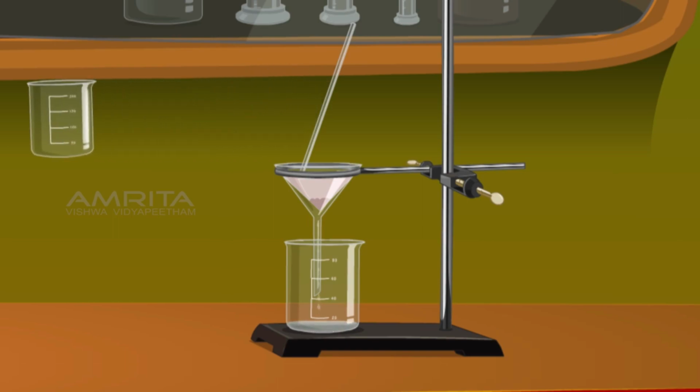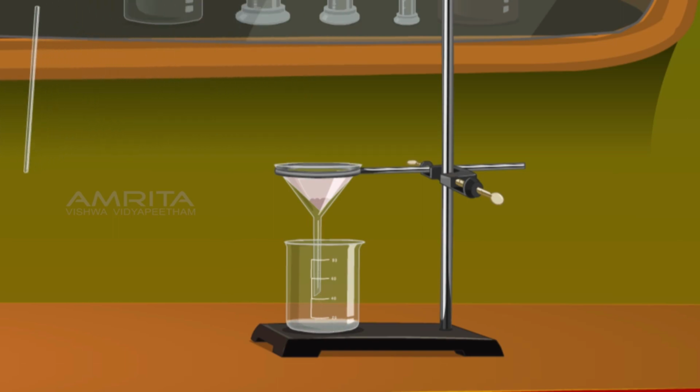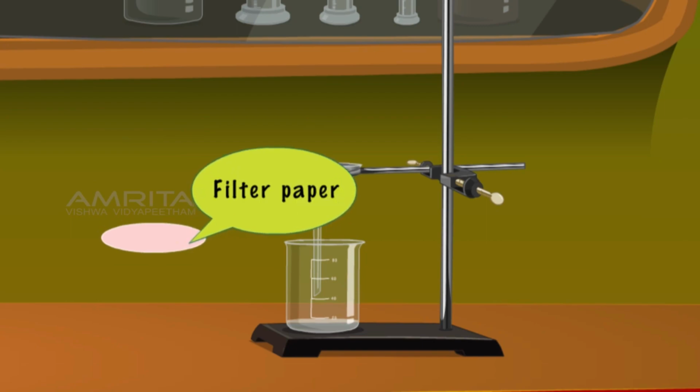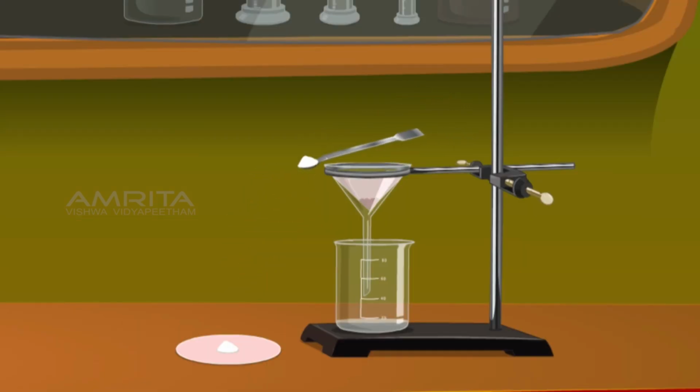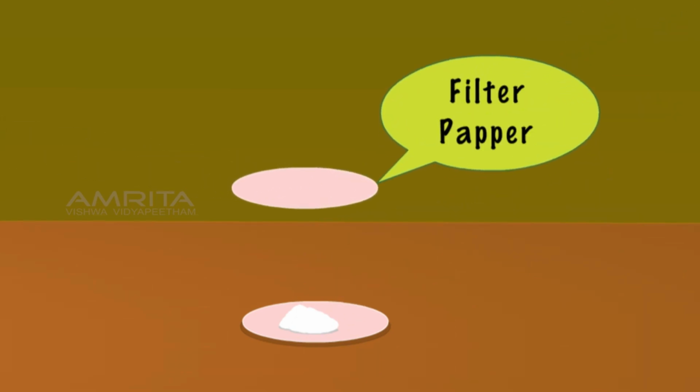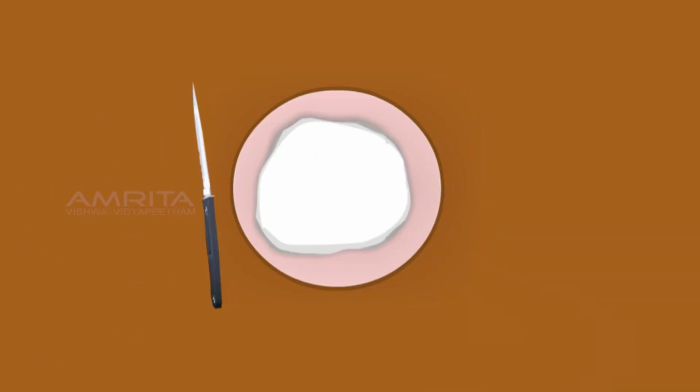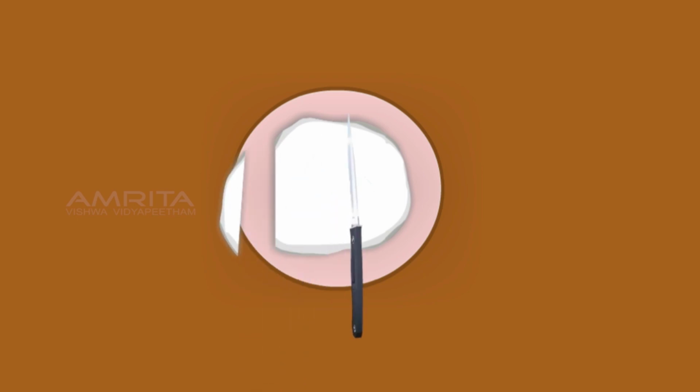Soap is left on the filter paper. Take the filter paper and remove the soap from the funnel using a spatula and place it onto another filter paper. Dry the soap by pressing it using another filter paper. Cut it into the desired shape with a knife and soap is thus prepared.